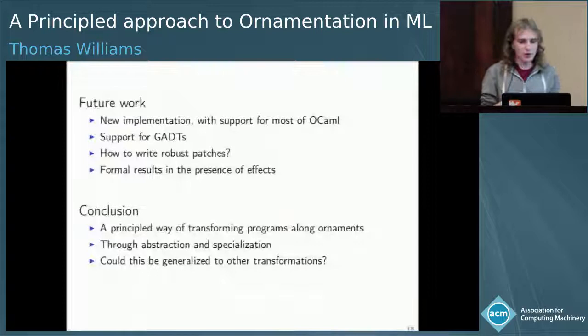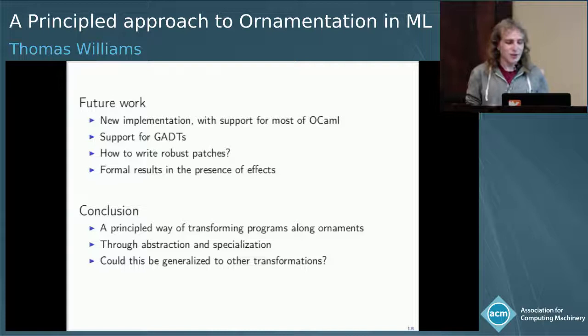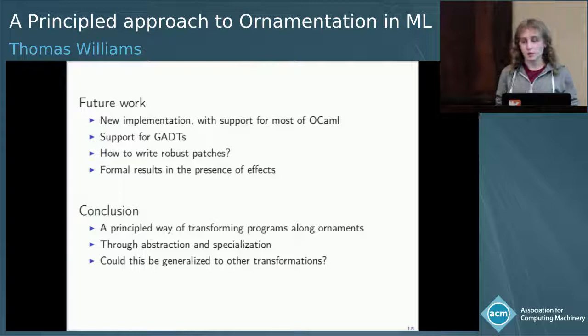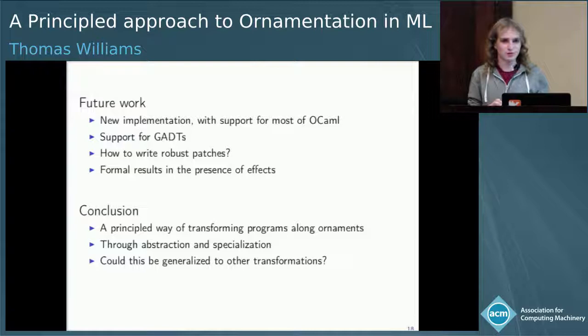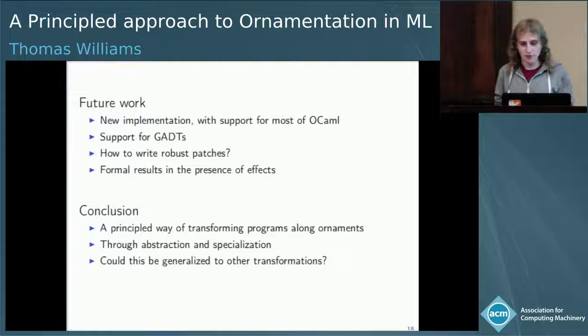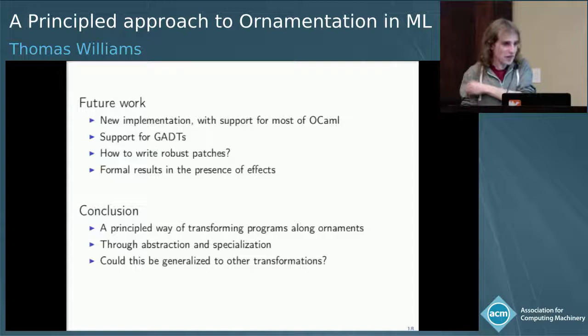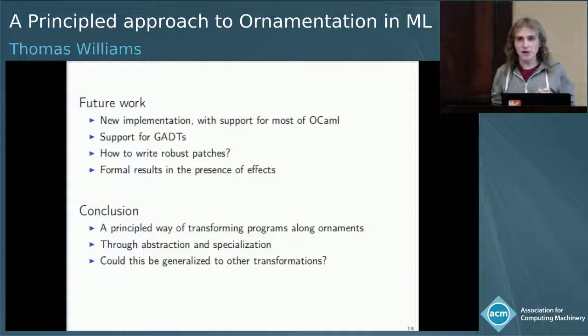We have something that we would like to do from this. So we would like to write a new implementation that supports most of OCaml and piggybacks on OCaml's type checker. This would allow us to run this on large-scale programs and so make it useful for actual programmers. We would need support for GADTs, because adding an invariant is something we can do with ornaments that we don't really treat here. There is a question of how to write robust patches, so we have to consider this more. And our formal results don't take effects into account. The implementation is correct with respect to effects, but that's not proved.